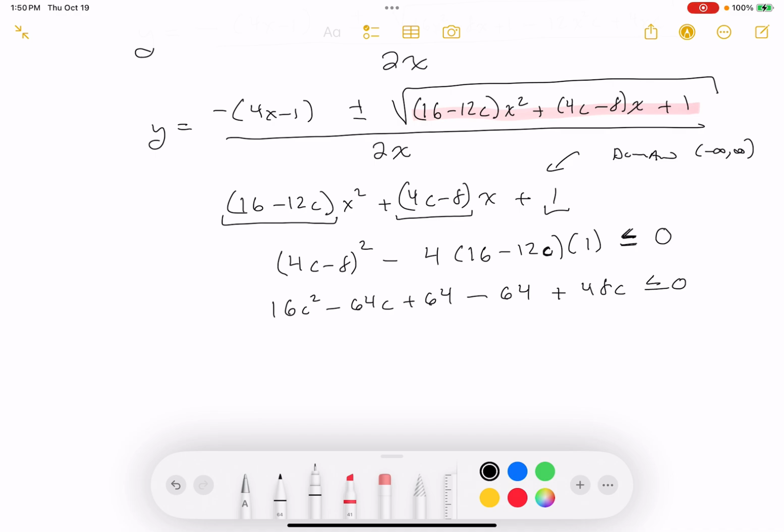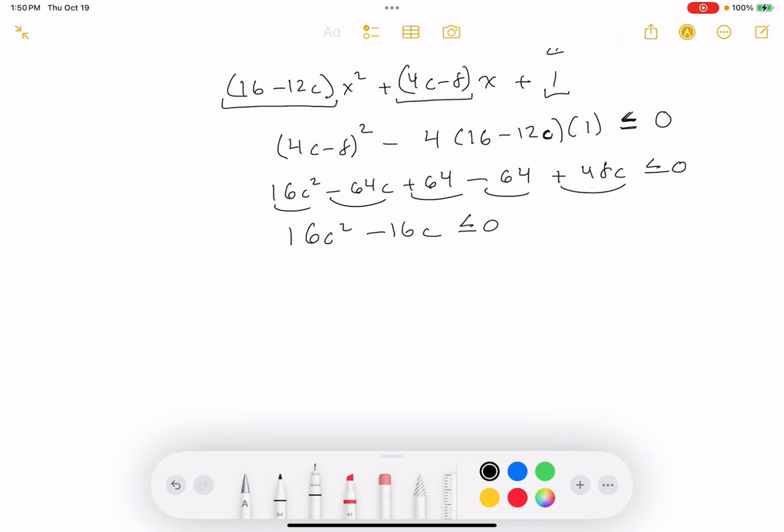All right, I think I'm getting close to what the c could be. Now I'm looking at this over here, and I notice something nice happened, but not everything. So 16c squared, these disappear. Minus 64 and 48 is minus 16c. I'm going to divide both sides by 16. I get c squared minus c. I'm going to factor the c out.